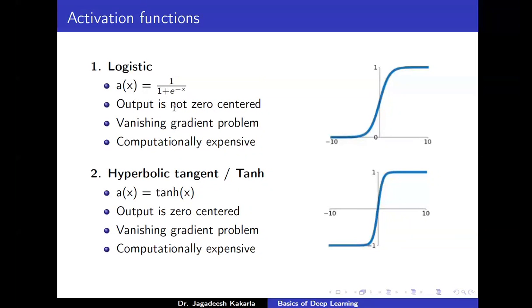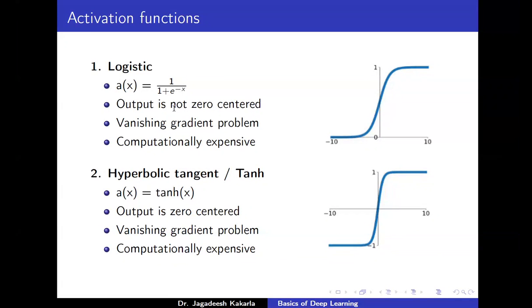If you are within that range, it is okay. Otherwise your weights will not be updated, then you will lose the data and you will get the vanishing problem, which means the neurons are dead. They are not updating the weights. Another problem is that this logistic function is computationally expensive because you have the e power minus x. That's why people do not go for the logistic activation function.